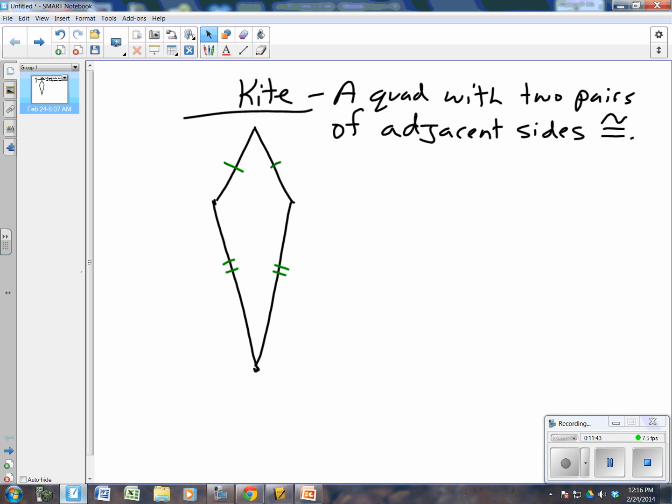All right, so that means the two sides, adjacent means they have to be next to each other. Adjacent means next to each other. So these two sides are next to each other. They connect down here. This side and this side connect down at the bottom, and they're congruent. And then right here, these two sides connect to make those two congruent to each other. And that's a kite. You guys all know what a kite is because you've all flown a kite, right?